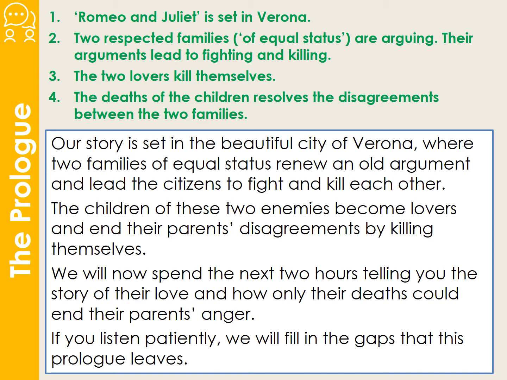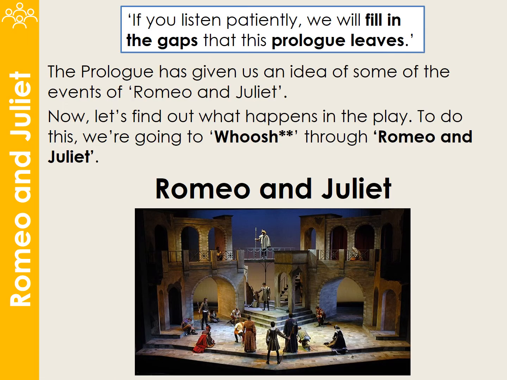Okay, so those are the correct answers. Well done you if you got them right. Now those last 2 lines, you may notice we didn't go over in detail. So the last 2 lines were, if you listen patiently, we will fill in the gaps that this prologue leaves. The prologue has given us an idea of some of the events of Romeo and Juliet. And now let's find out what happens in the play.